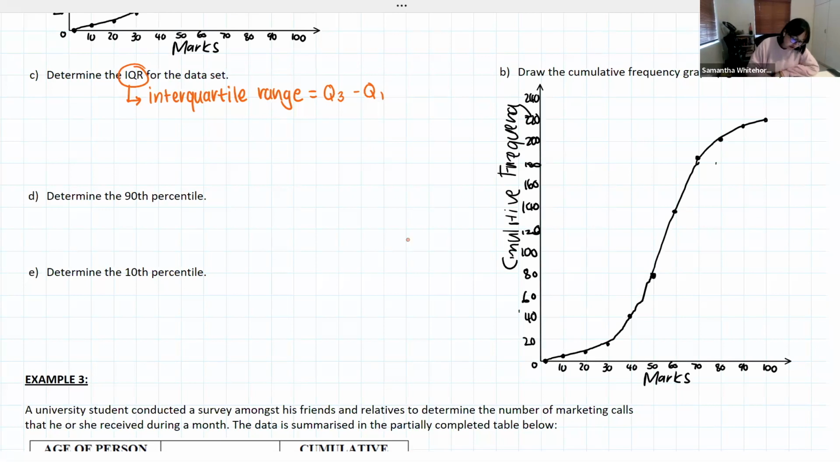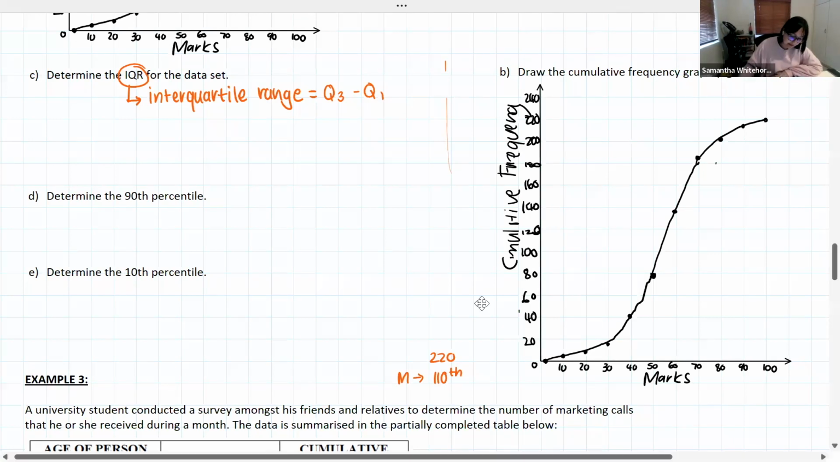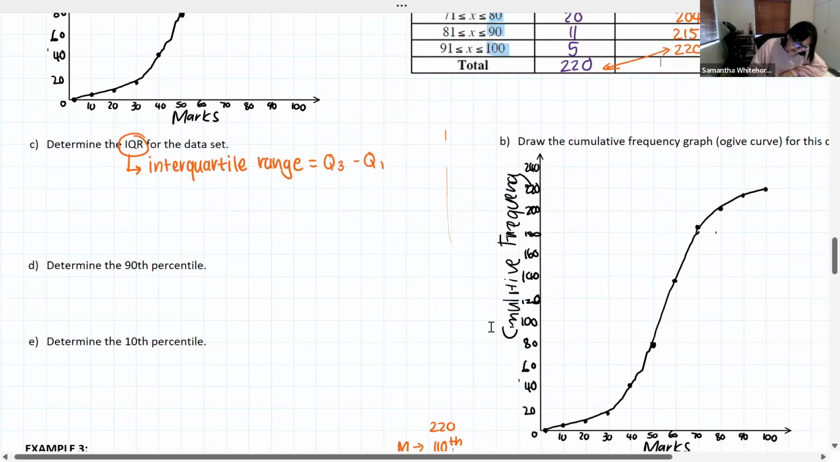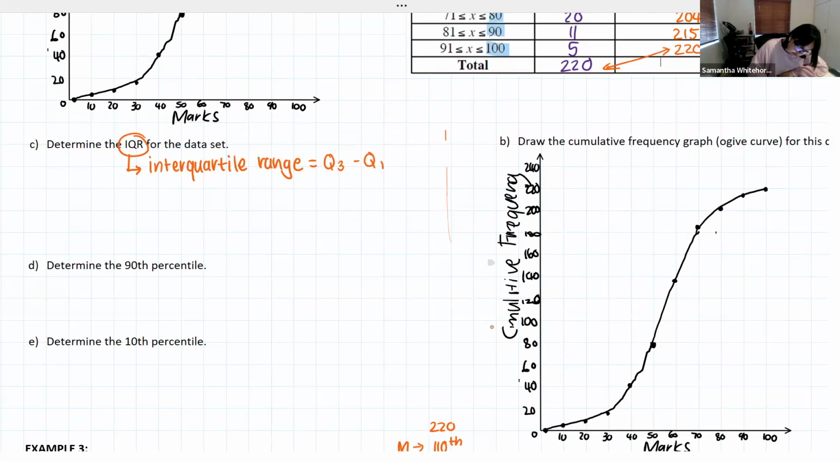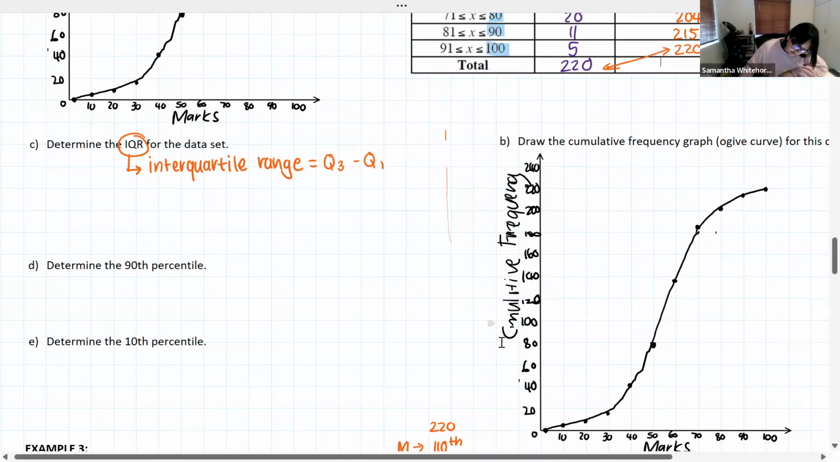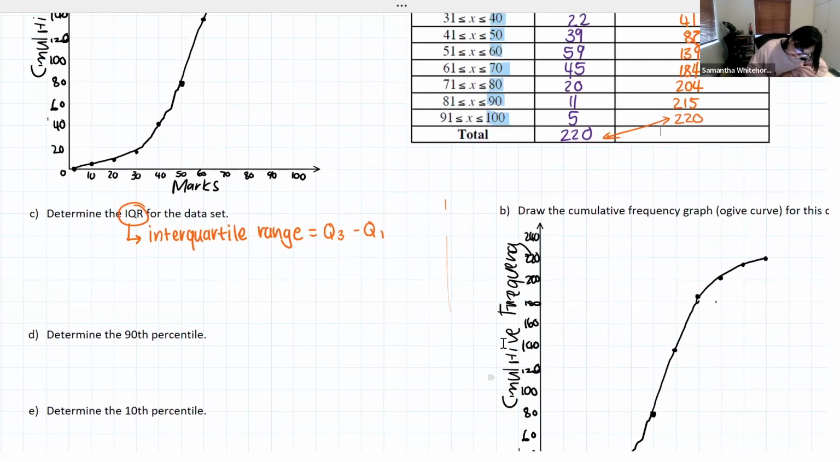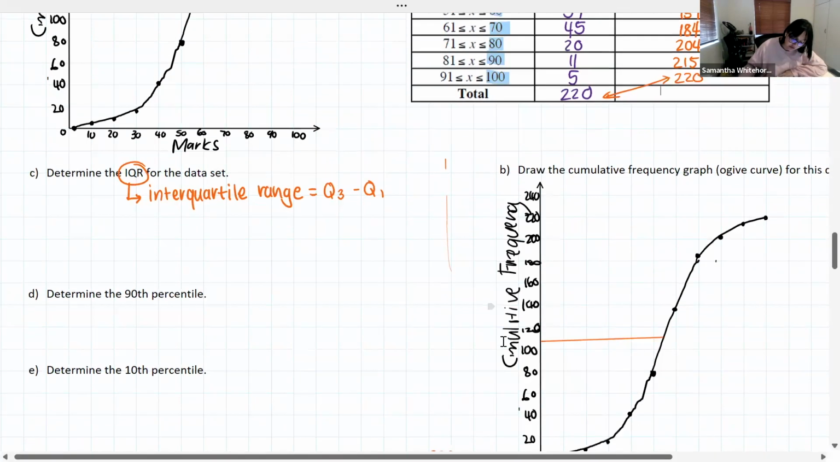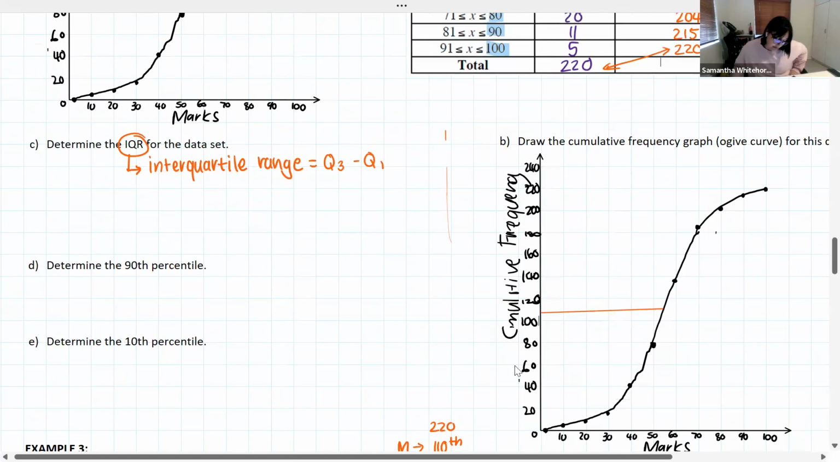As long as it makes sense to you, you're good. So remember, we had 220 data points. So our median would be at the 110th data point. Okay, so what that means is at our 110th Y value, cumulative frequency, we would find our median. So if we go directly between 100 and 120, we use a ruler and we draw a line and we hit our ogive.